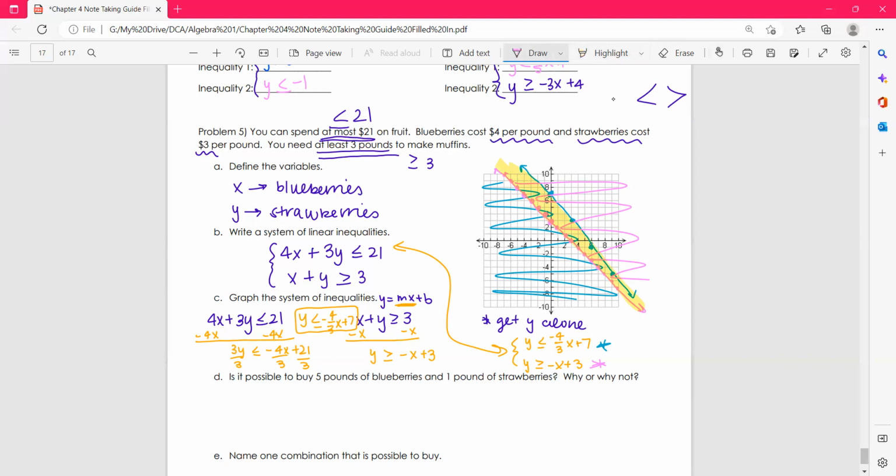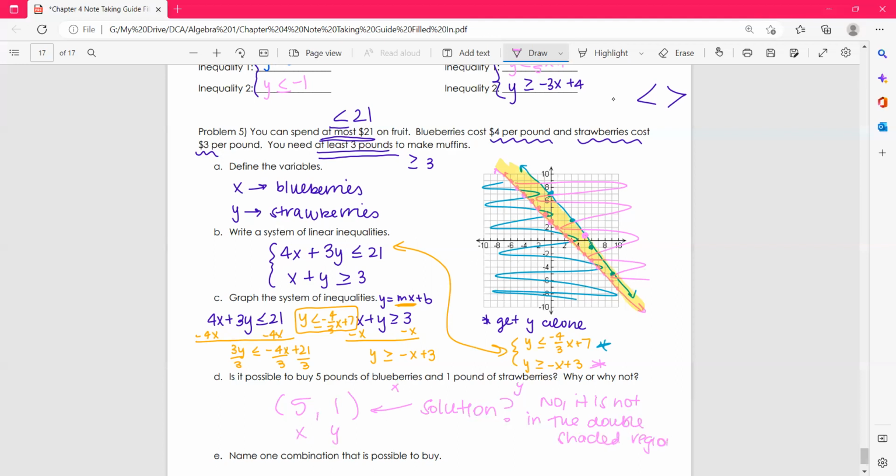Let's answer some questions here. Is it possible to buy 5 pounds of blueberries and 1 pound of strawberries? Remember, our blueberries was x and our strawberries was y, so I wrote this as an ordered pair. If this is a solution, then we can say yes. If it's not, then we can say no. So let's find 5, 1. 5, 1 is right here. Is that a solution? No, it is not in the double shaded region.